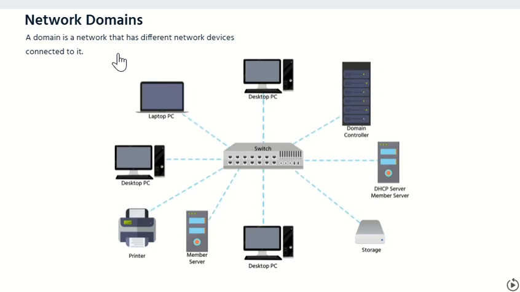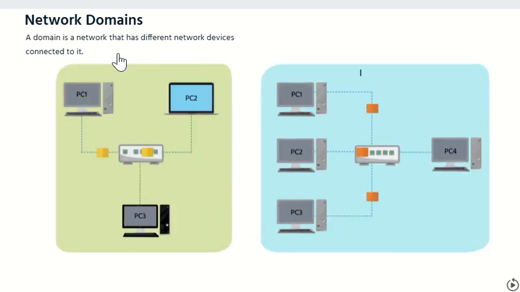In networking, a domain is a network that has different network devices connected to it. When computers are communicating with each other, it is helpful to clearly understand how the data is managed across the network. There are 2 commonly known domains: collision and broadcast. Click each to learn more.